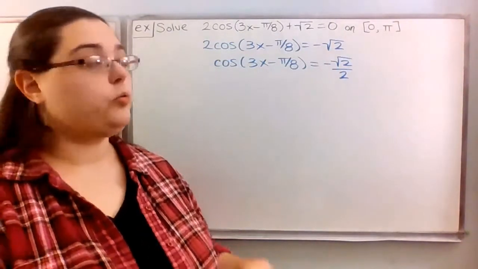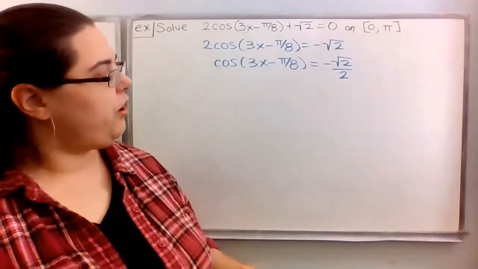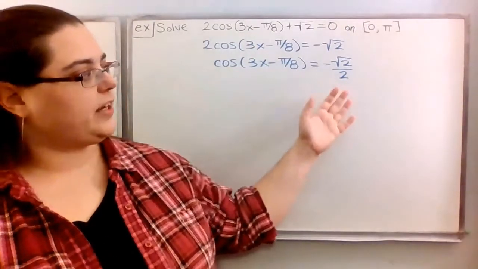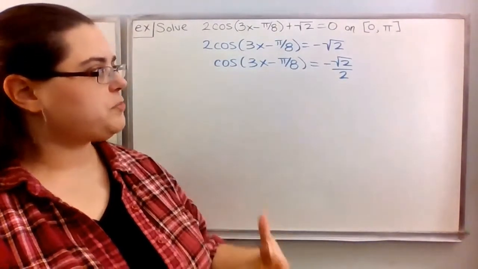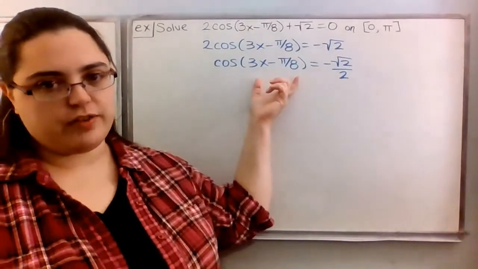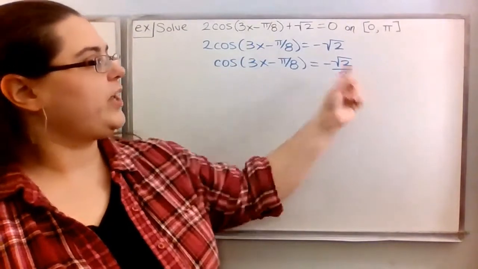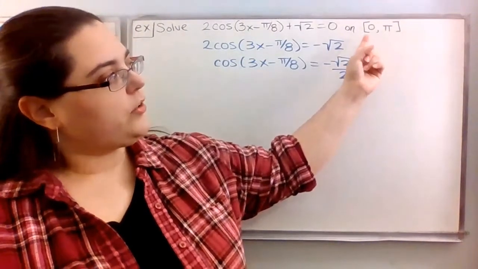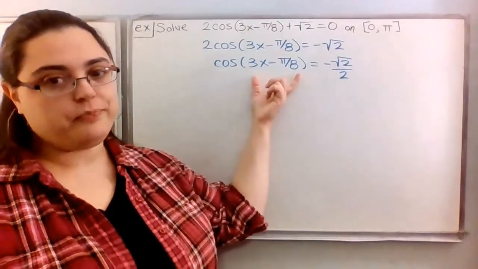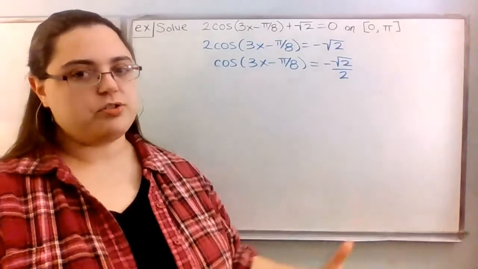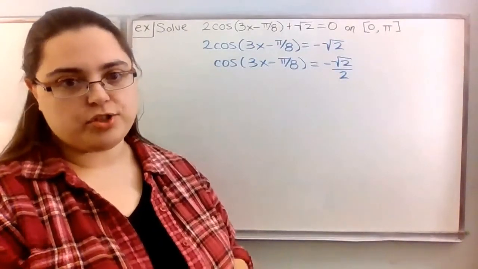Now from here, we could draw a unit circle and try and find all places where cosine is negative root 2 over 2 and use that to get some expressions and then set up some equations and solve for this. One of the difficulties in doing that is that we have an interval for x going from 0 to pi, but we don't have an interval for this expression. So one way that the substitution is going to help us is it's going to help us know what interval we're looking at for our solutions.